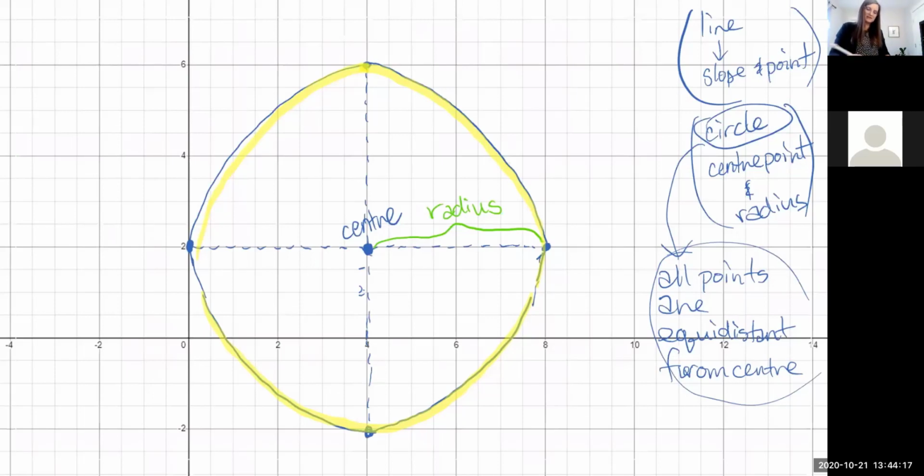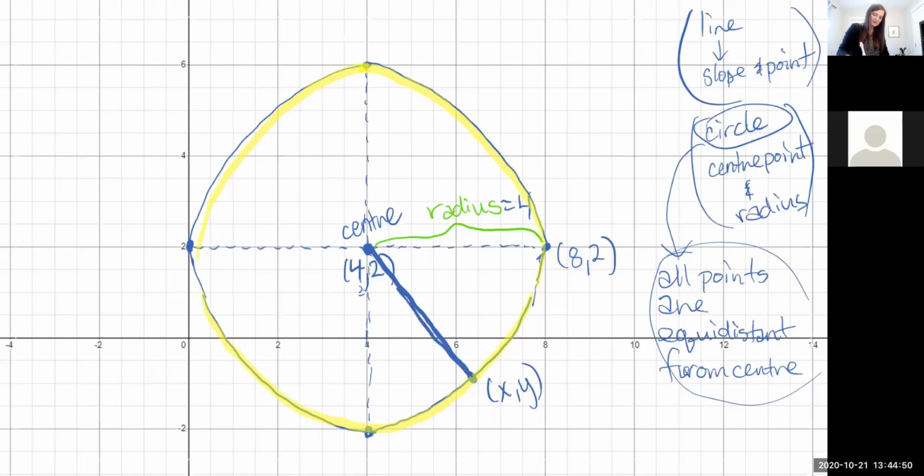So let's say this radius, because right now the radius between here, 4, 2 and 8, 2, that one's obvious. I can figure out what the length of that radius is. I know it's 4. That's great. But how do I maintain that relationship so that any random point x, y on the circle will be defined as 4 away from that center? That's essentially what we're concerned about. If that makes sense, right?